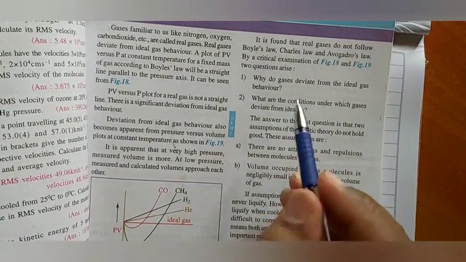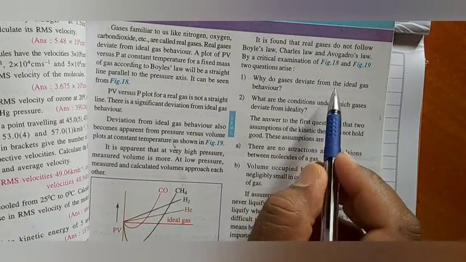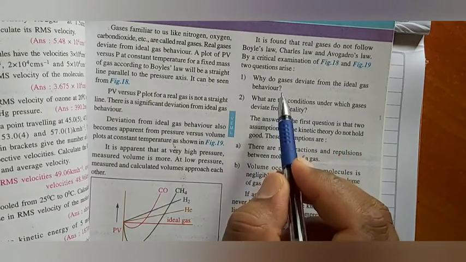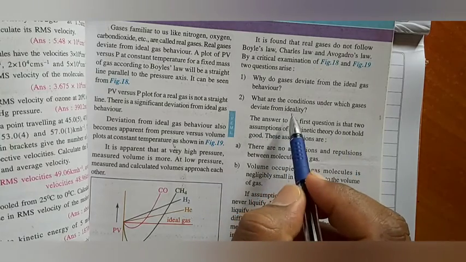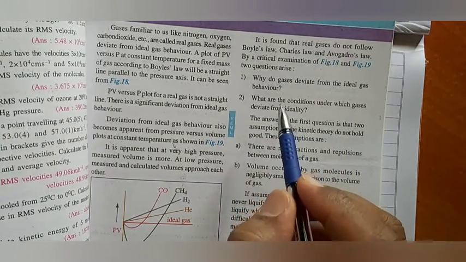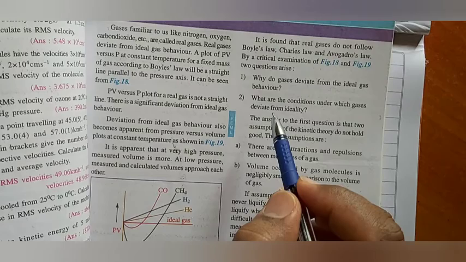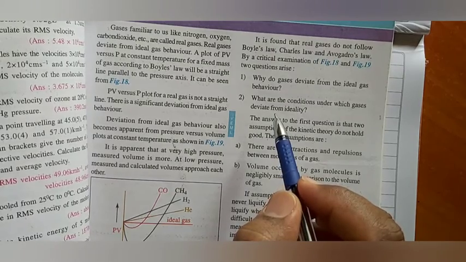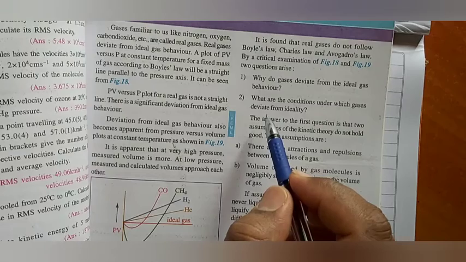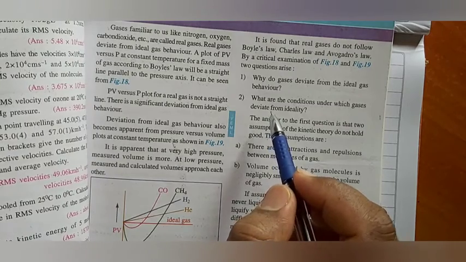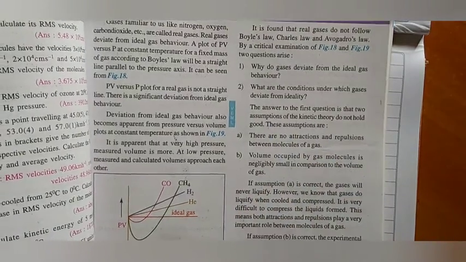Two questions arise. Why do gases deviate from the ideal gas behavior? What are the conditions under which gases deviate from ideality? Meaning, first, why are these gases getting deviation from ideal gas? Next one, at what conditions are these getting deviated from ideality? Those two questions must be answered.